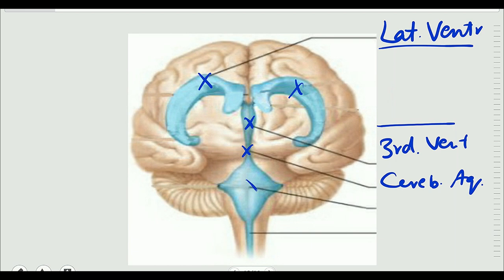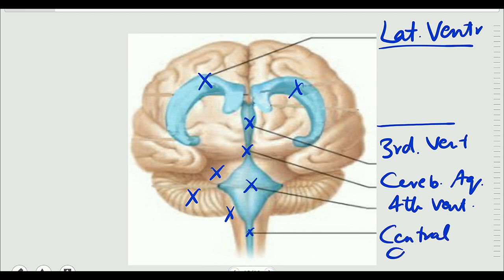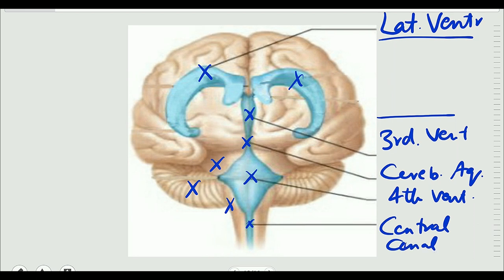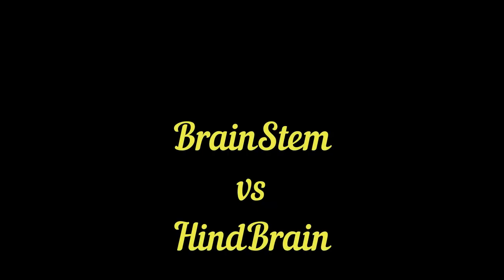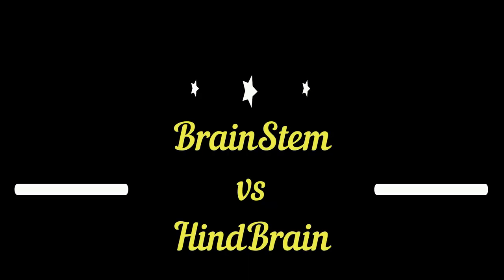After the cerebral aqueduct, this is the fourth ventricle, that is the cavity of the rhombencephalon, which has got the pons, the cerebellum, and the medulla. And last, here we have got the central canal that is present inside the spinal cord. So this is about the introduction of the parts of the central nervous system and inside channels of the ventricular system.